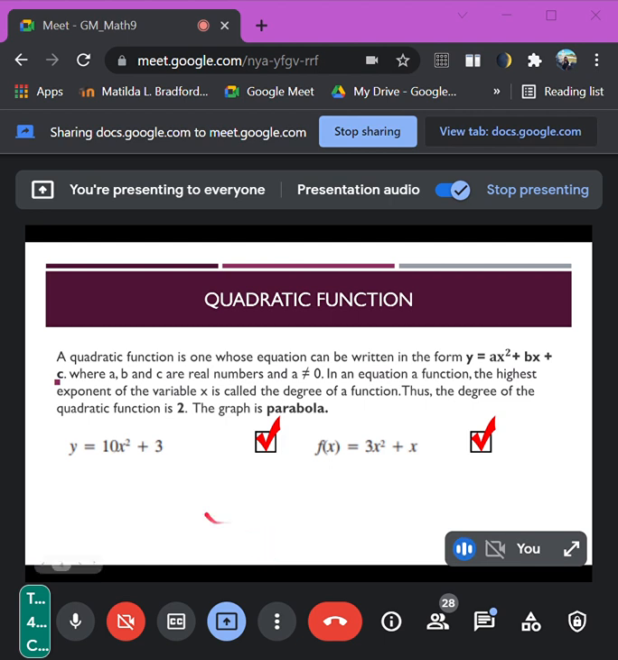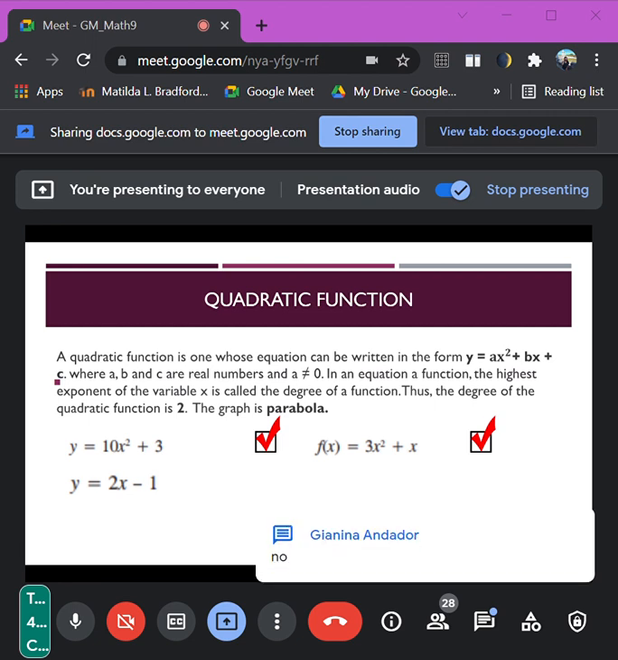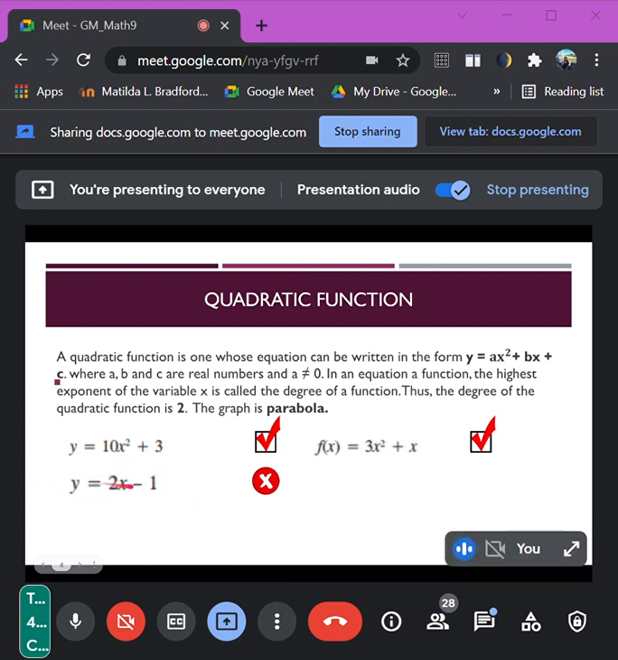Okay. How about our next example? Y is equals to 2x minus 1. No. Okay, the answer is no. Very good. The answer there is no. It's linear, class. It's still a function but it's not a quadratic function. It's just a linear function.